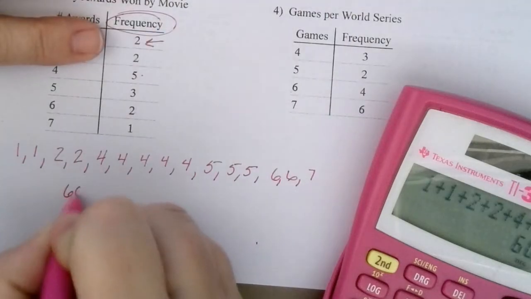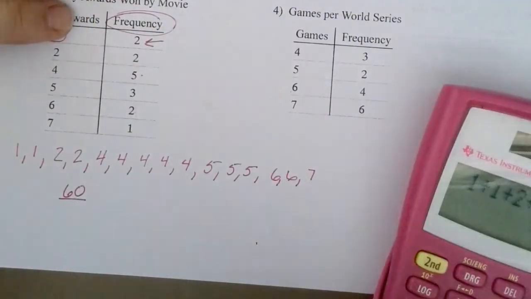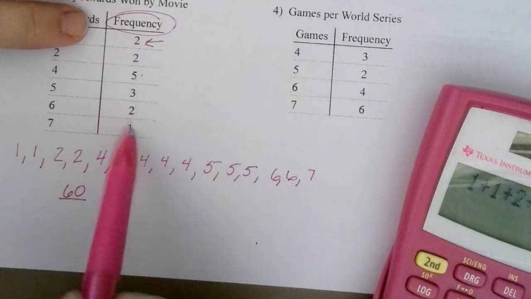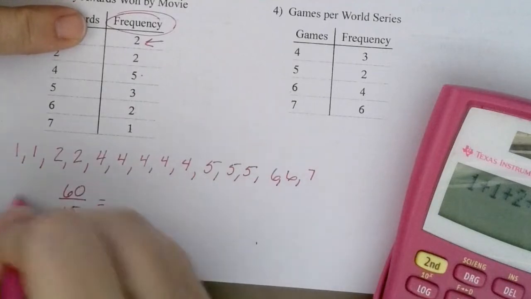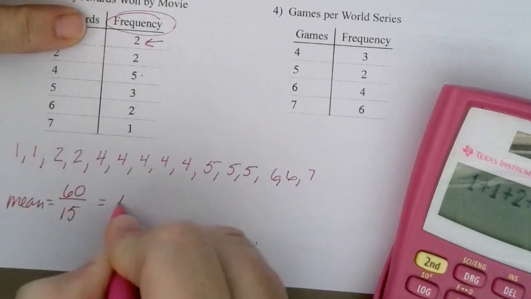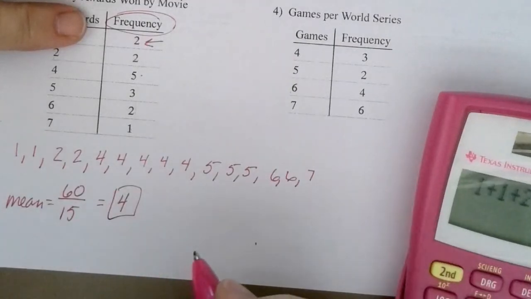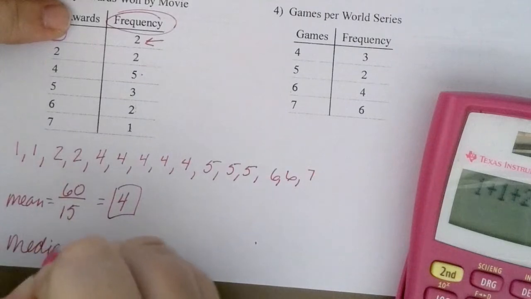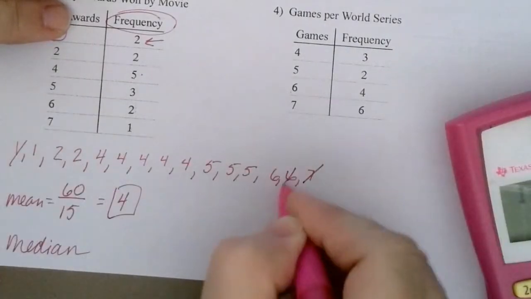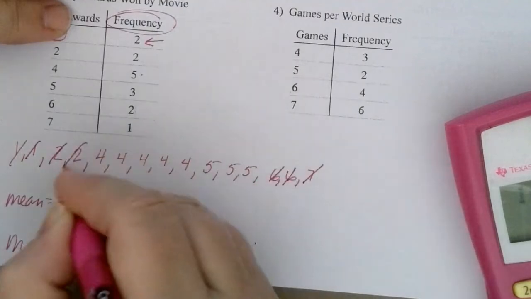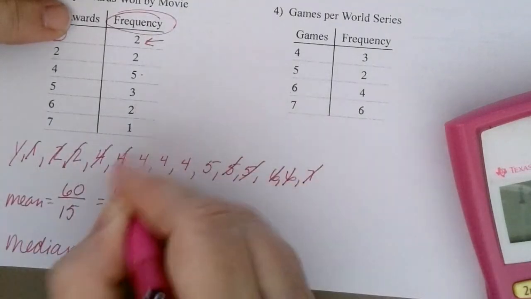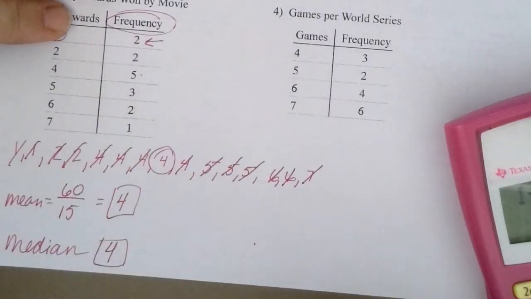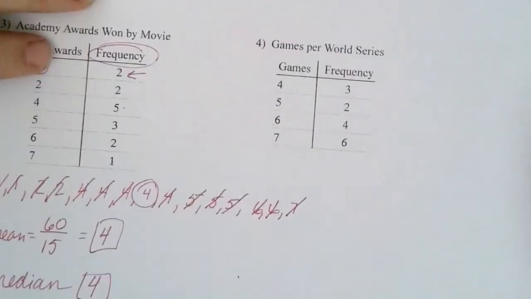Did you get 60 when you added them all up? Yeah. And how many numbers are there? 2, 4, 9, 10, 11, 12, 13, 14, 15. So what's my mean? Yeah? My median? I start crossing them out as I work in, same way I did with the dots. I'm guessing it's 4. Easy peasy? All right, you try number 4.